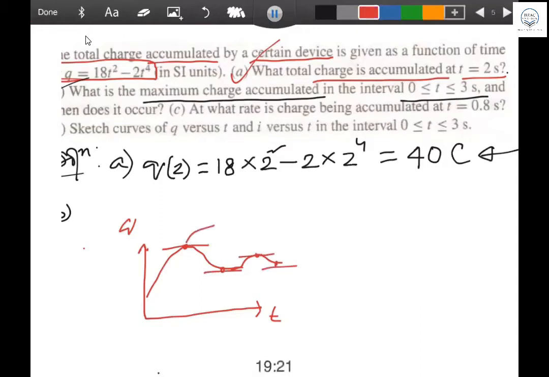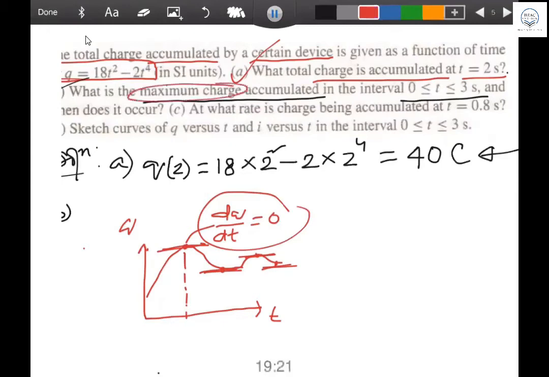Differentiation. So you know that the slope at the point is equal to 0. So the slope at this point, this is the maximum or minimum point. So from this condition, you can find at what point it is giving the maximum value. So dq by dt equal to 0 gives you that information. The maximum charge point can be found from there.